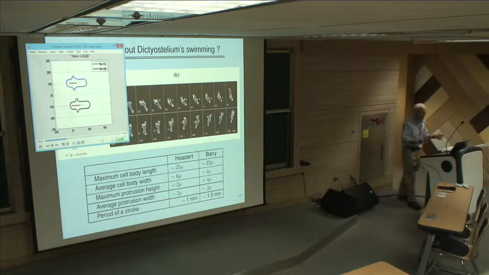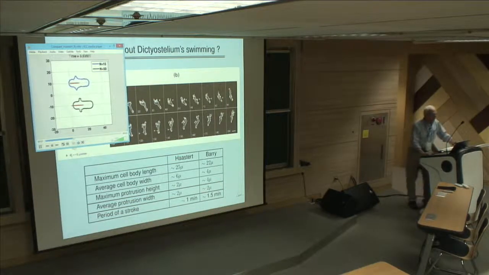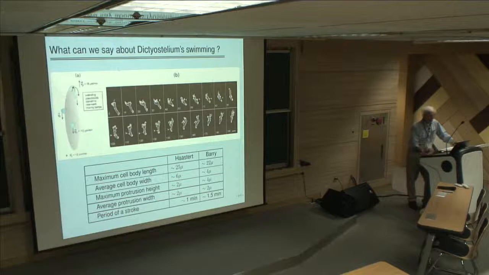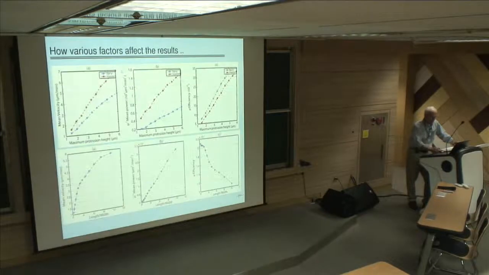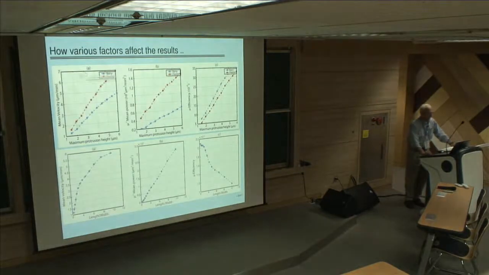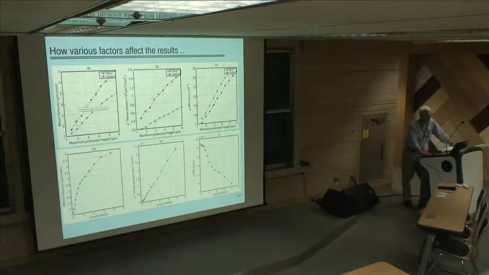Now, this is a 2D version of that, obviously, so it's not the full story, but it's a good step toward, I think, demonstrating that one can begin to understand what is needed to swim in a viscous fluid. Okay, and here's a comparison of how different factors affect the behavior of the two types of swimmers. They're both dictyostelium, but they're slightly different species, or varieties, and so they swim slightly differently.